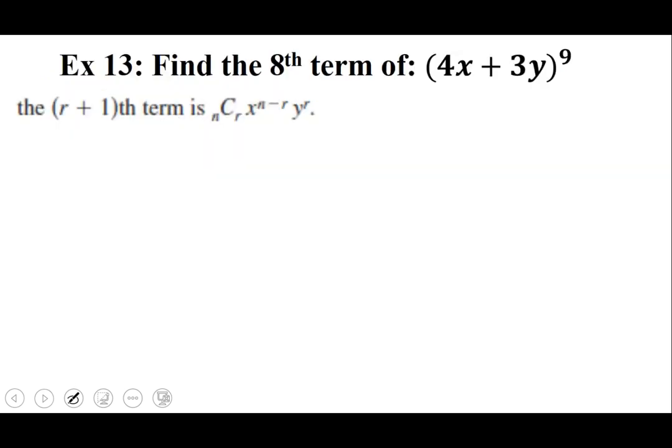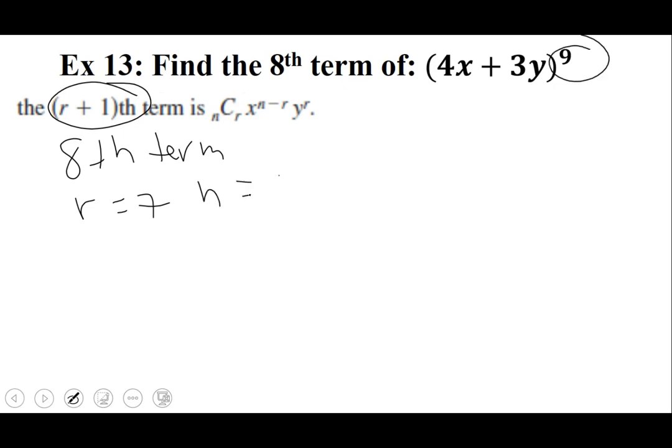So let's go ahead and finish off with one last example here. Find the 8th term of (4x plus 3y) to the 9th. So the fact that you are trying to find the 8th term, remember you're always given that as the r plus 1th term. So your r is always going to be 1 less, which in this case means r is going to be equal to 7. Whatever the exponent is, that is going to be your n. Whatever is in the first slot is going to be equal to the x. And whatever is in the y slot is going to be equal to the y.